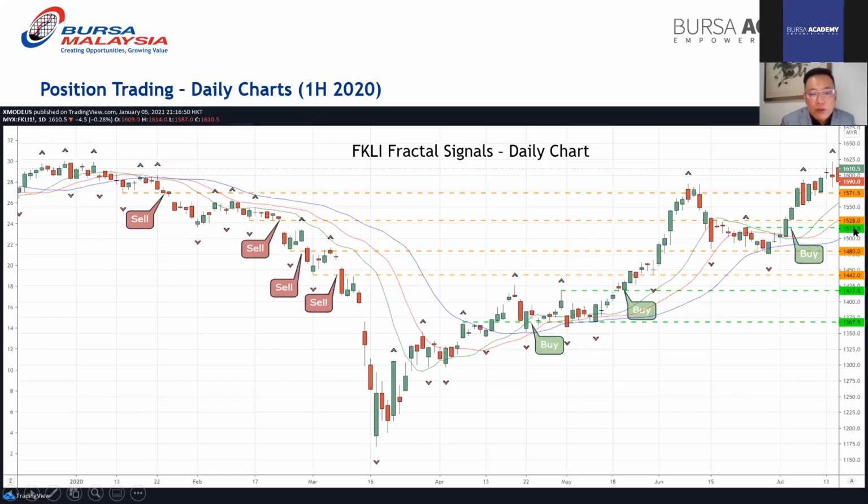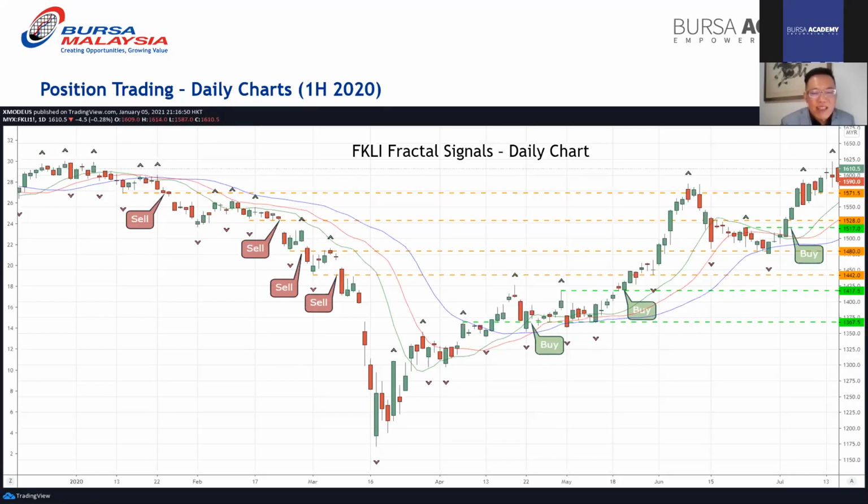Okay, let me show you. You can see some of these signals that are available. I marked over here. According to my fractal trading system, it has flagged four selling signals, and there were about 3 buying signals in the first half of this year in terms of my system showing. So on the daily chart you can see basically 7 signals in the first 6 months of the year.